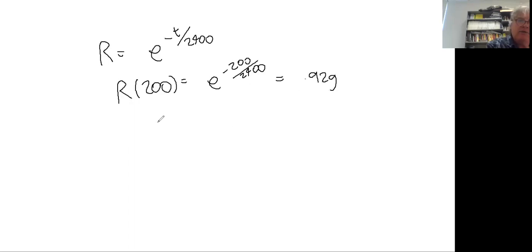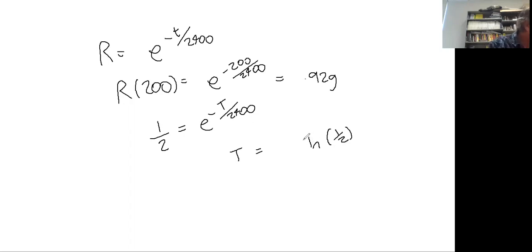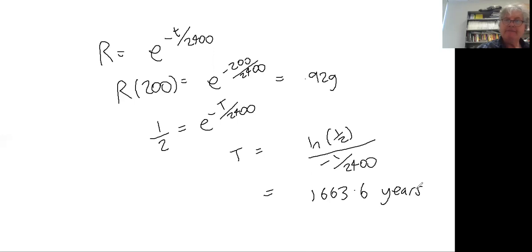And what is the half-life? Well, that's going to be when the amount is a half. So we're solving for that t there. So we get that the half-life is ln of a half, because that's how we get rid of the e, and we divide by minus 1 on 2,400, and that gets us to approximately 1663.6 years. Okay.